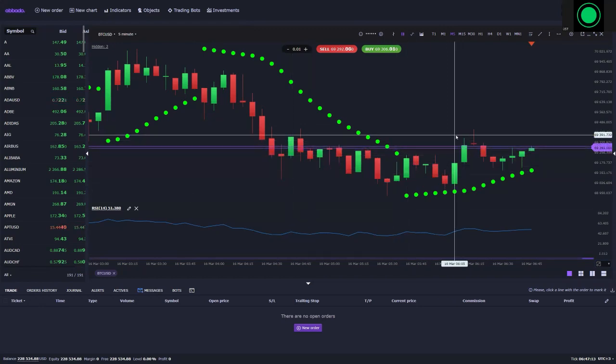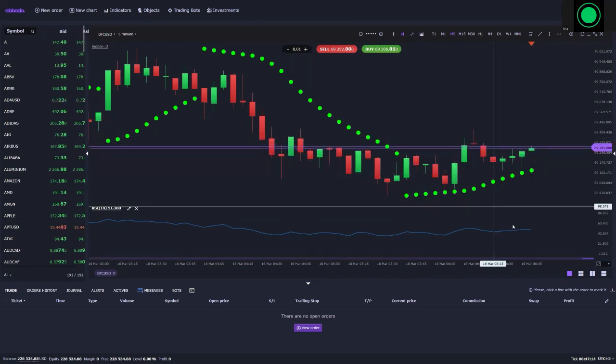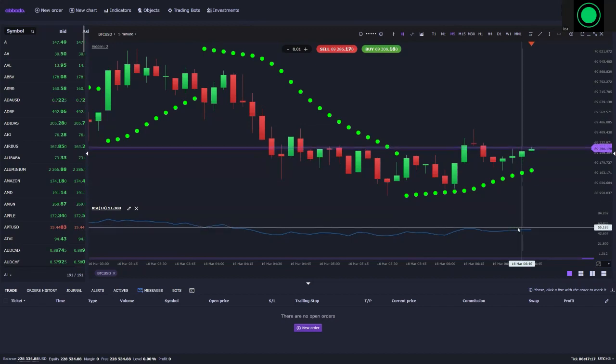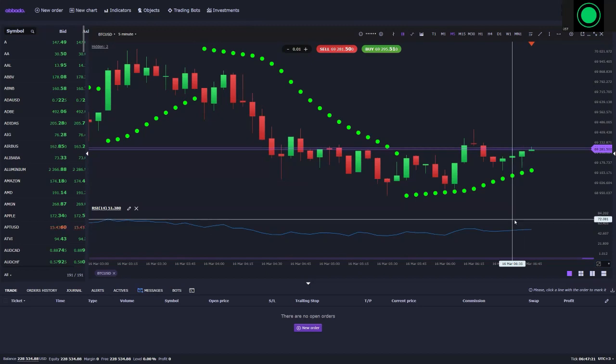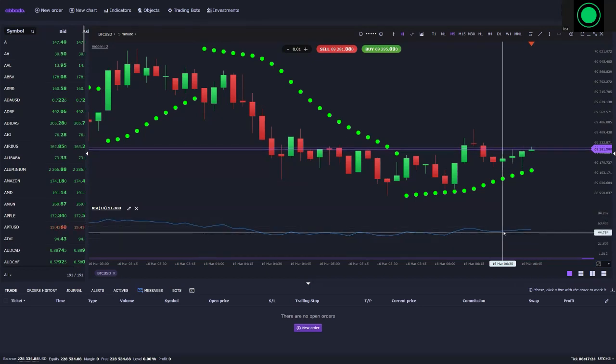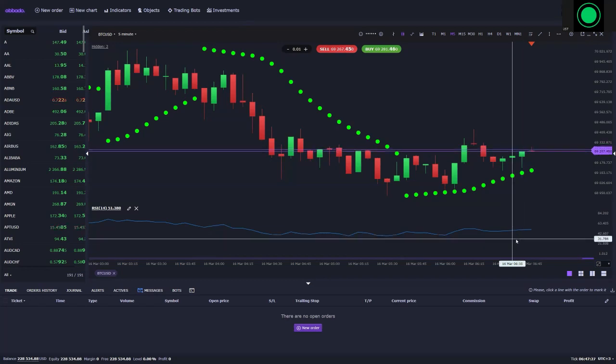So that's how we use the PSAR, and the RSI has two levels. The top level is the 70 level. Once we get close to that, that's where we're looking at a potential reversal into a downtrend. And once the RSI comes down around the 30 level, that's the bottom level, that's where we'd be looking for a buy trade and a potential long position.